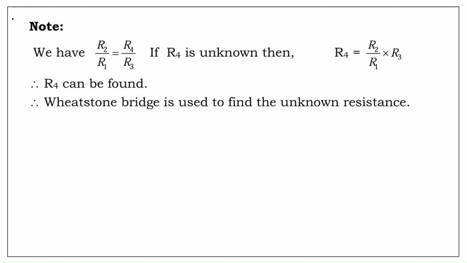Note: we have R2/R1 = R4/R3. If R4 is unknown, then R4 = (R2/R1) x R3. Therefore, R4 can be found. The Wheatstone bridge is used to find the unknown resistance. This ends the current electricity chapter.